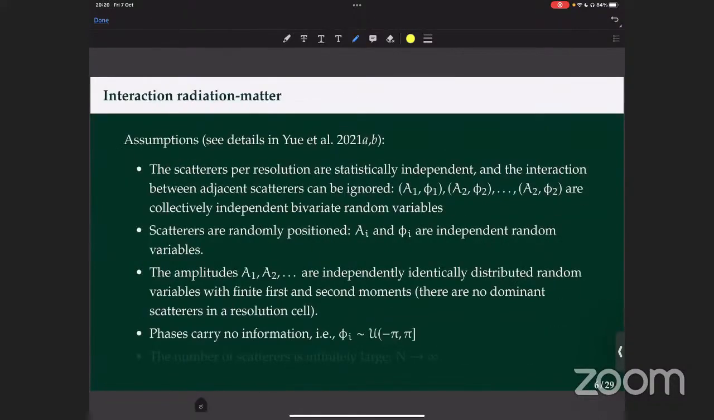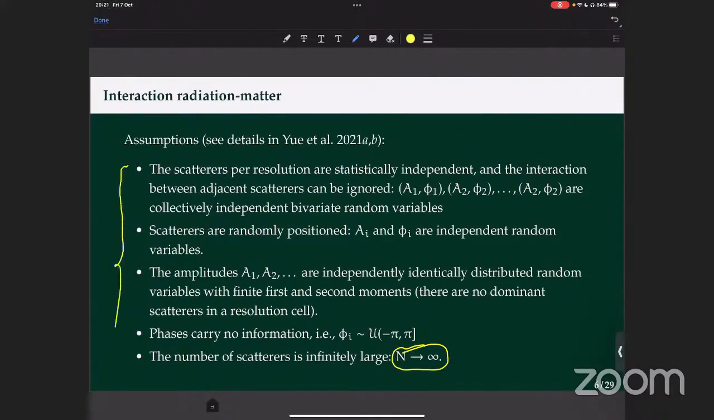We may also assume that the phase carries no information, so there is no alignment. The leaves of grass do not have any preferred orientation. It makes sense, mostly in natural targets. These assumptions are very sensible in natural targets. So we may assume that the phases follow the least informative distribution, which is the uniform distribution. This is the notation, the uniform distribution between all possible angles. And finally, we may assume that the number of elementary backscatterers is very large, very, very, very large, infinitely large.